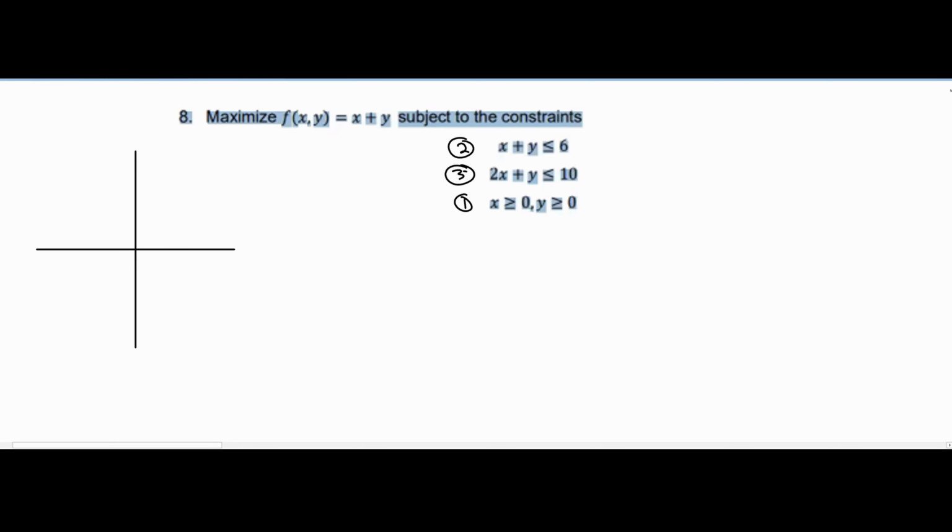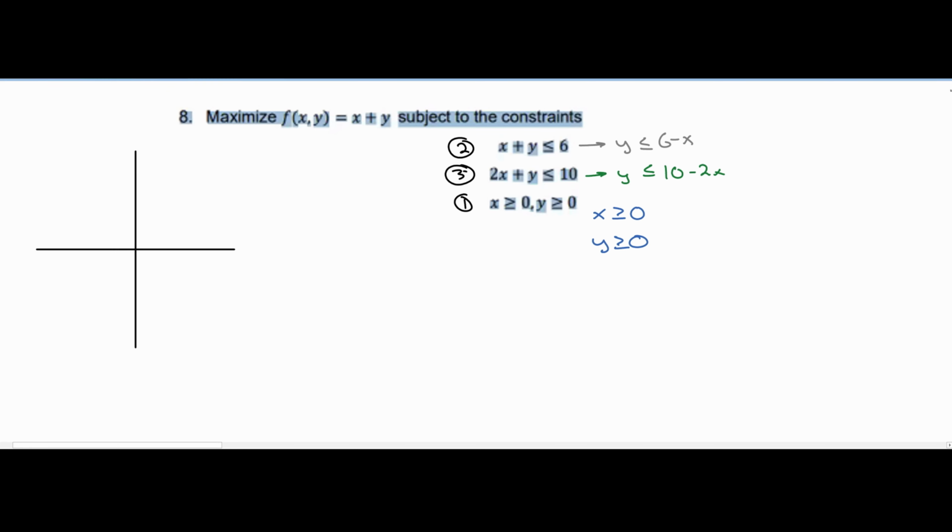The first one I'm going to do in gray. We're going to solve in terms for y. So we have y is less than or equal to 6 minus x, because we have to bring this x over to the right side. For this one, we have y is less than or equal to 10 minus 2x. And then for the last one, we are just going to have that our x has to be greater than or equal to 0, and our y has to be greater than or equal to 0.